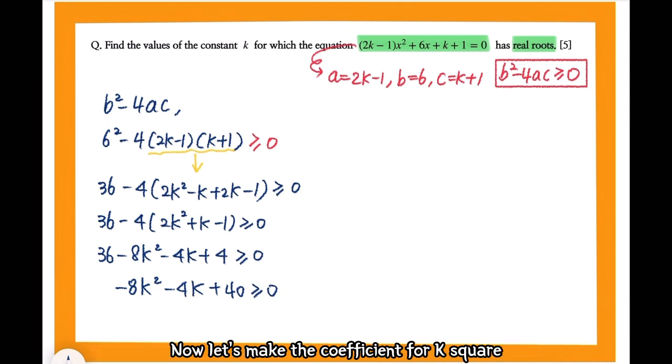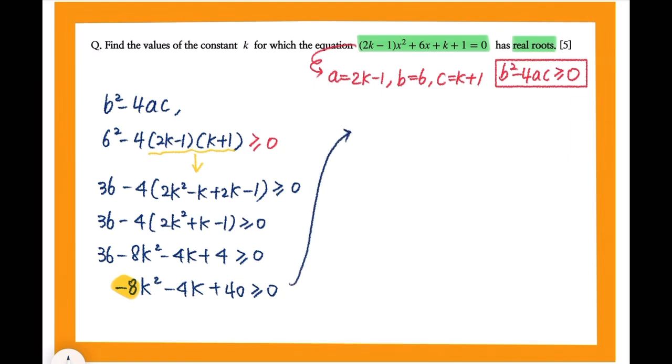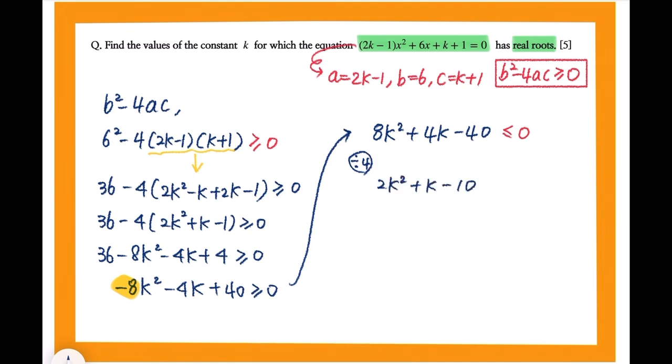Now let's make the coefficient for k squared positive by multiplying by minus 1. Then we can write the inequality as 8k squared plus 4k minus 40 is less than or equal to 0. Remember to reverse the inequality sign when multiplying by minus 1. Divide by 4 to simplify, then it turns into 2k squared plus k minus 10 is less than or equal to 0.